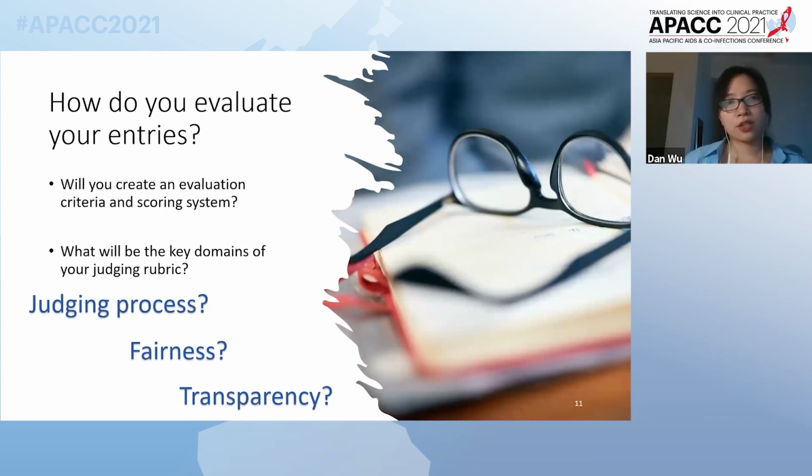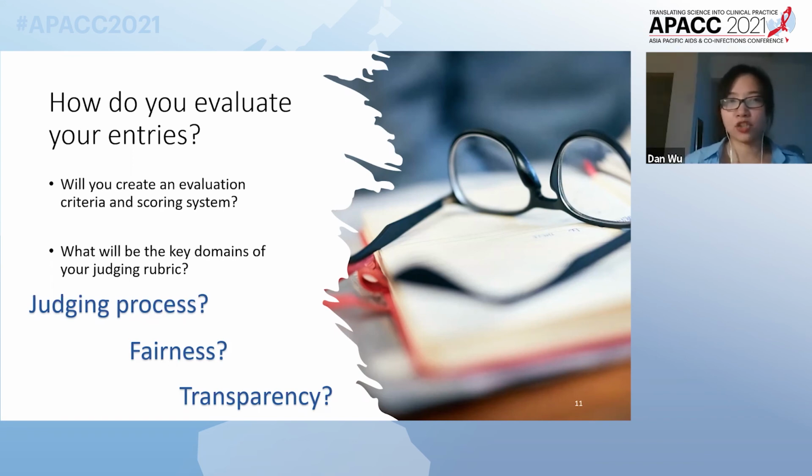And the next stage is, how would you evaluate your entries? Will you create an evaluation criteria and scoring system? So basically, what we usually do is create an evaluation or judging rubric, and then score those submissions based on those different domains of a judging rubric.